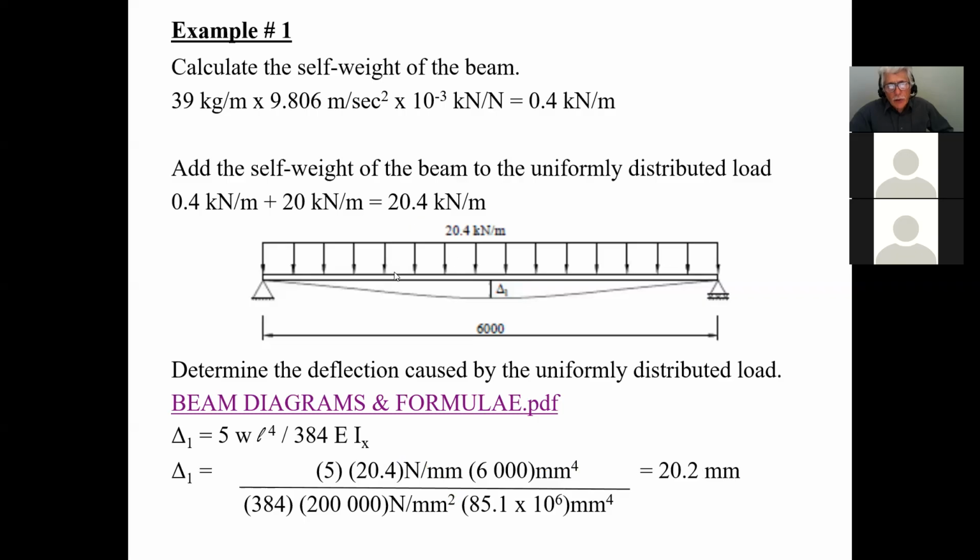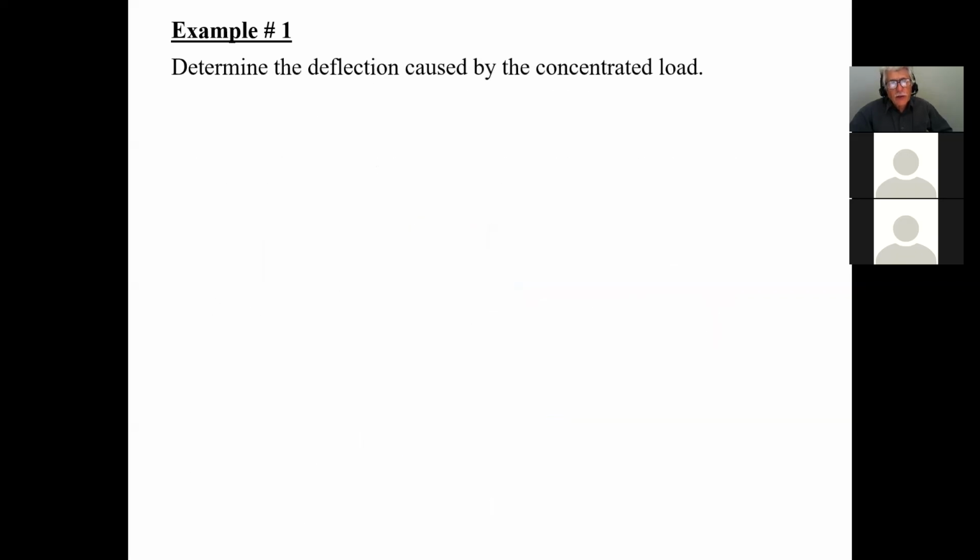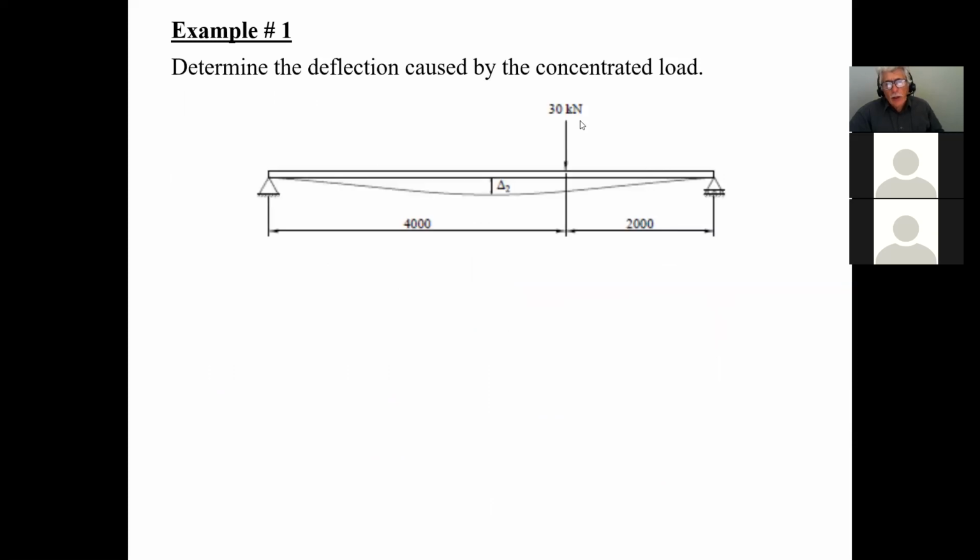So now, that's the first deflection. Now I want to go and calculate the second deflection. So the second deflection, here's my load. But remember, I don't want to calculate the deflection caused underneath the load. I'm trying to calculate the deflection at midspan here, which is, you understand, at midspan. So in other words, at 3,000, caused by this load.